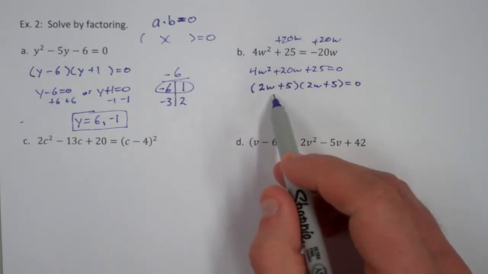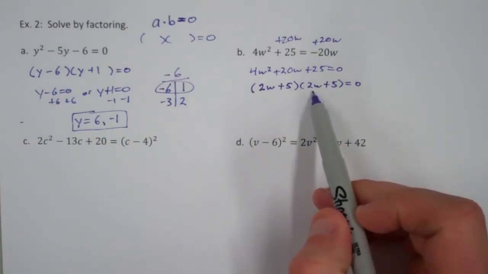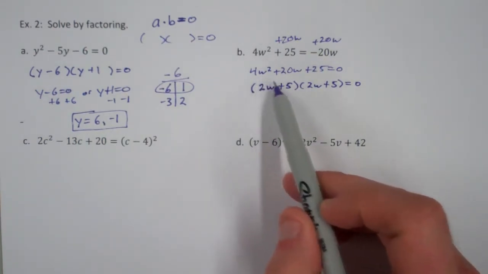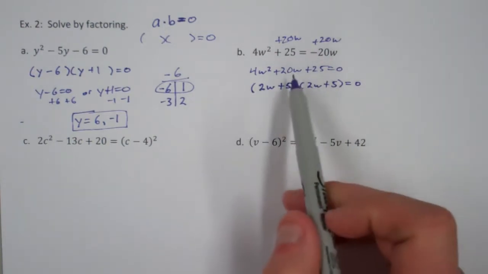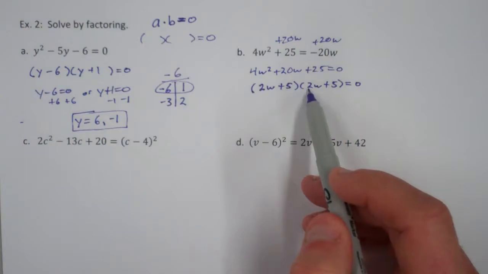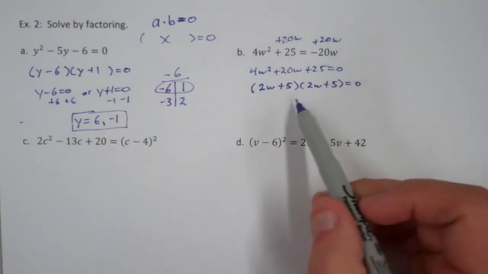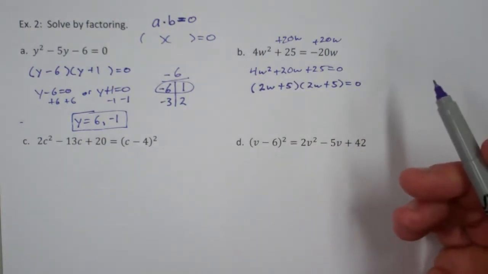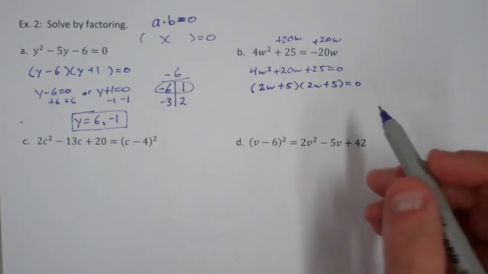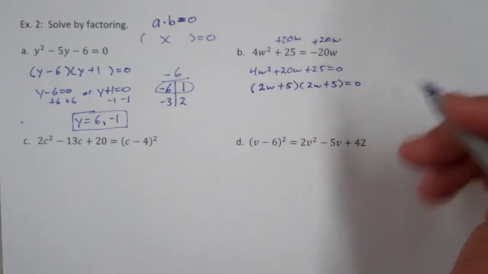And by work out, here's what I mean. If we distributed this out, some people use the word FOIL, we'd do 2w times 2w, which is 4w squared, 5 times 5, which is 25. We just need to check this middle term now. 5 times 2 is 10, that's 10w, and 5 times 2w again is 10w. 10w plus 10w is totally 20w. So this one's a perfect square, or excuse me, perfect square trinomial.